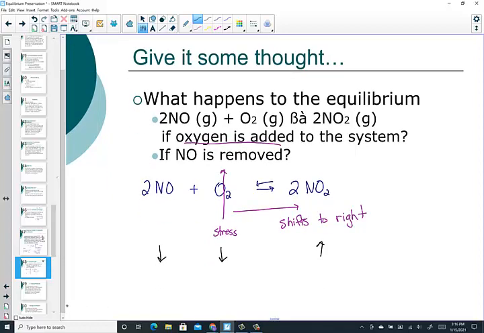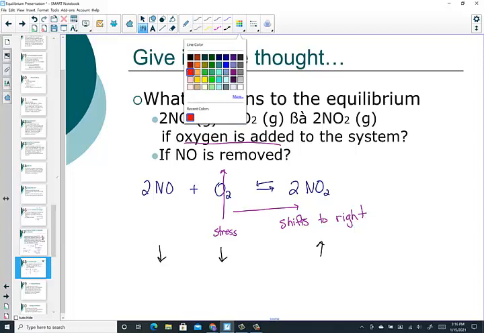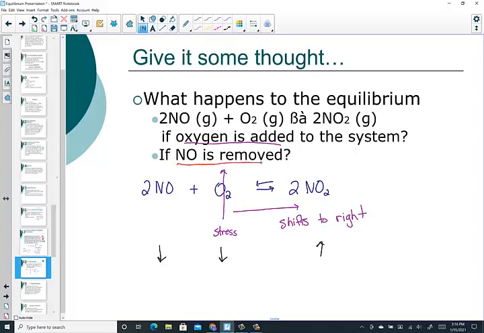In the next example, it says, suppose NO is removed. So in the second example, let's suppose the initial stress is the removal of NO. Well, decreasing the concentration of NO is the stress, and therefore the opposite of that is making more. To make more of it, you better point at it. If you decrease the concentration of NO, the equilibrium will shift to the left.